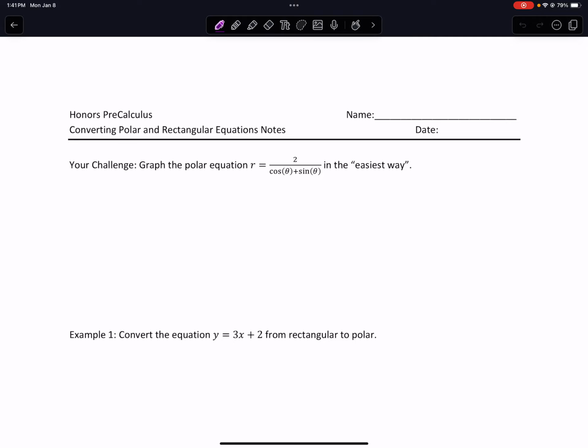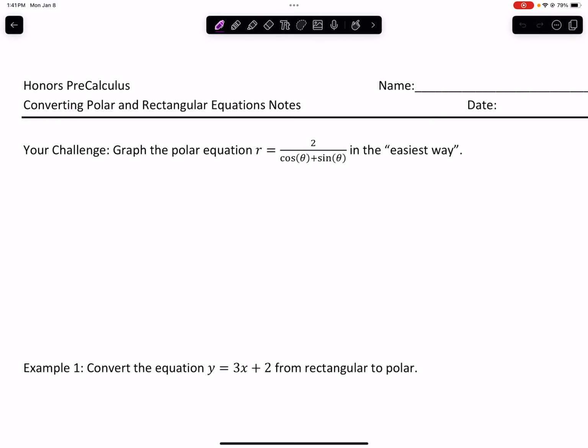Okay, so your challenge here is to graph the polar equation in the easiest way. So if you were to graph that, how would you do that? You can get out some polar coordinate paper and try that. You can pause the video and try to graph it.